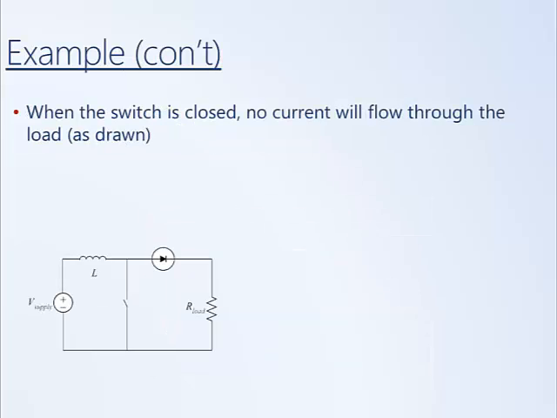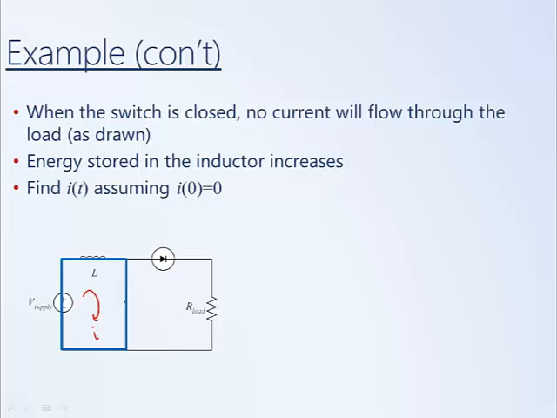Initially, we'll assume that the switch is closed. When we close that switch, this transistor acts like a perfect switch, and so in essence there's no resistance in this path. The current is going to take the path of least resistance, this path as opposed to going through the load, and the current will cycle in this loop, increasing the energy stored in the inductor. In this state, we want to find the current in that inductor, assuming that initially there was no current flowing through the circuit.